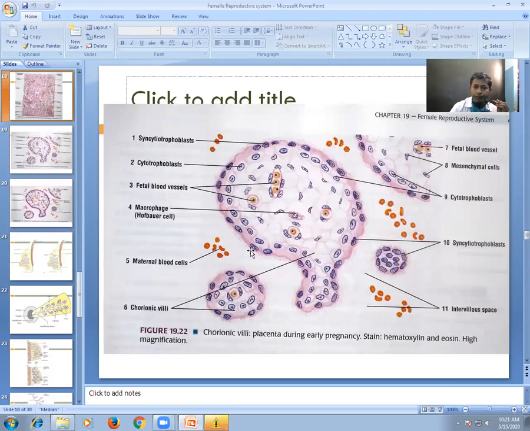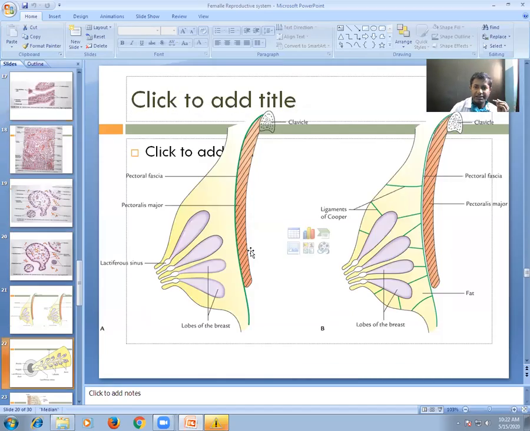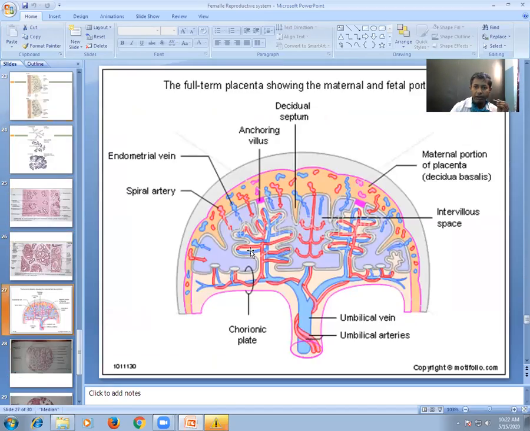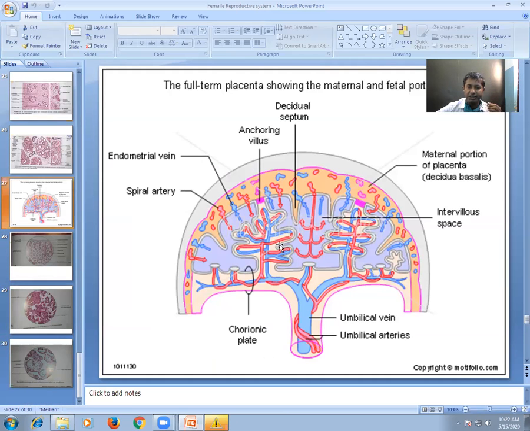First we are going to discuss the placenta, meaning the things which are essential to understand its microscopic structure. We have this slide of a placenta. This is the decidua basalis, that is the maternal surface, and this is the fetal surface.